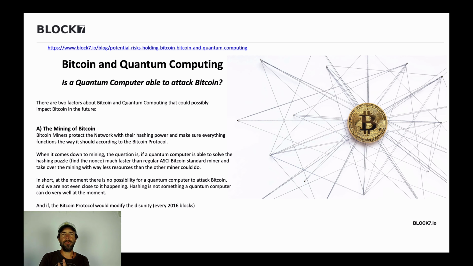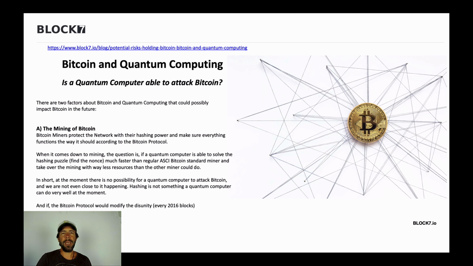So if a quantum computer would come in and be able to mine much faster, to solve this hashing puzzle much faster than a regular computer, this could be a risk, because then actually the one quantum computer would be the one getting all the rewards and would also be in control of the transactions at this time, because it's much faster.